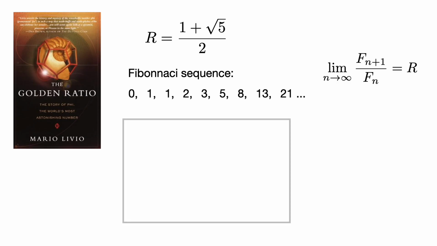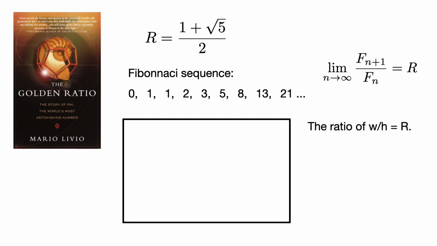Here's another. I'm going to make a rectangle, and the ratio of the width to the height of this rectangle is the golden ratio. Now I'm going to divide this rectangle so that the ratio of the height to the width of the smaller rectangle is the golden ratio. And now I'm going to divide that rectangle again, and again, and again, and again. This could go on endlessly.